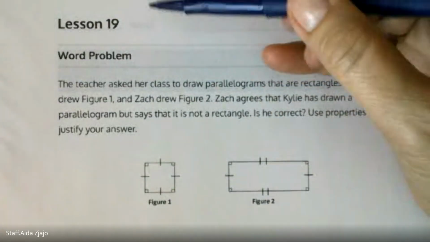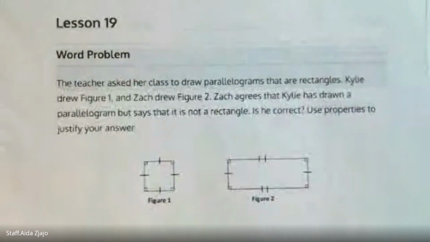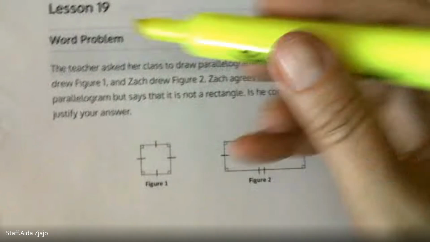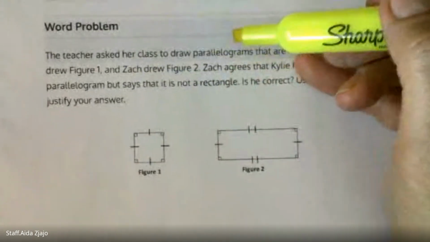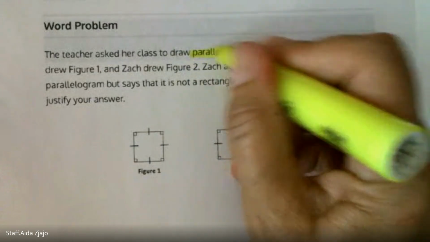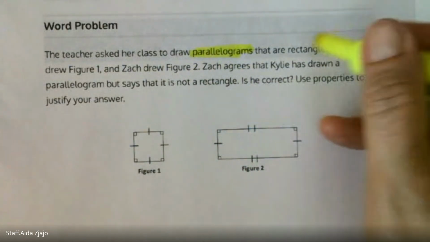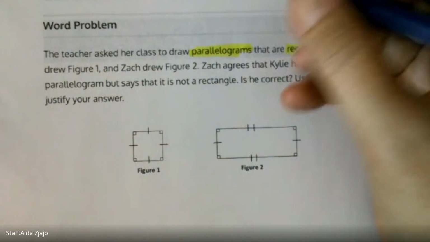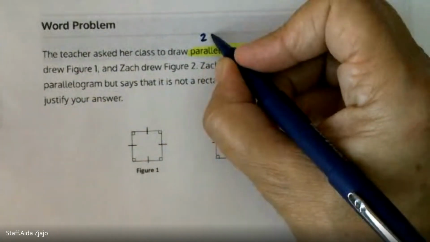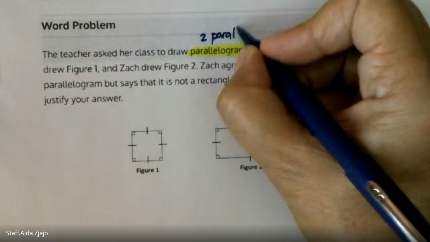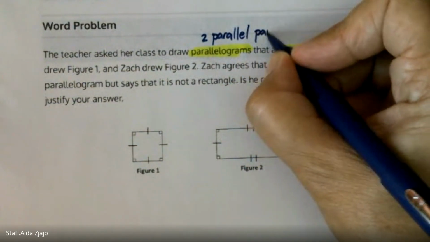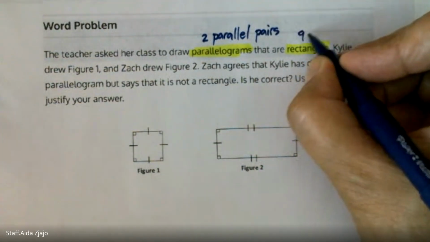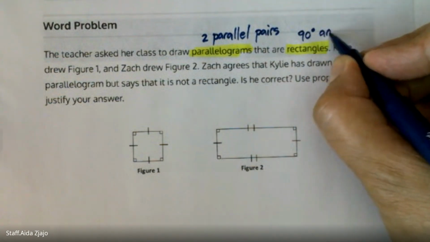It's lesson 19, word problem. It's grade 5, mission 5, lesson 19. The teacher asked her class to draw parallelograms that are rectangles. So it has to have two parallel pairs. Okay, and then rectangles, they have to have 90 degree angles.